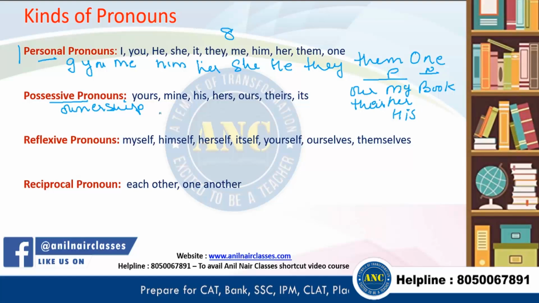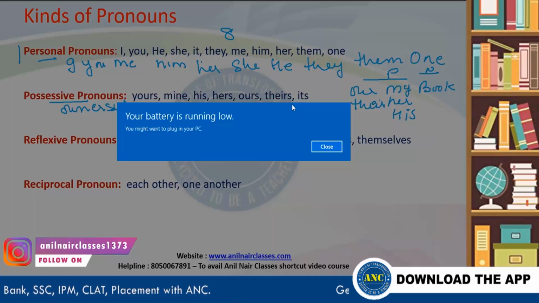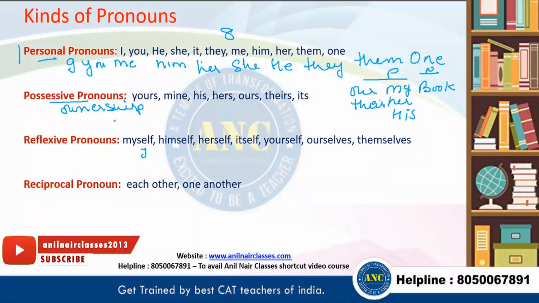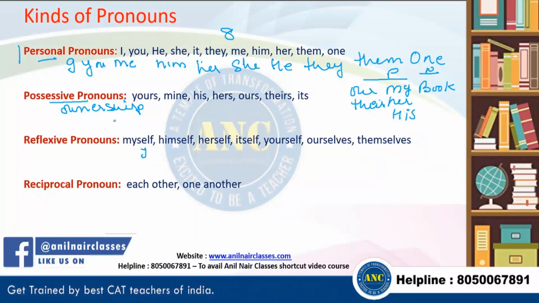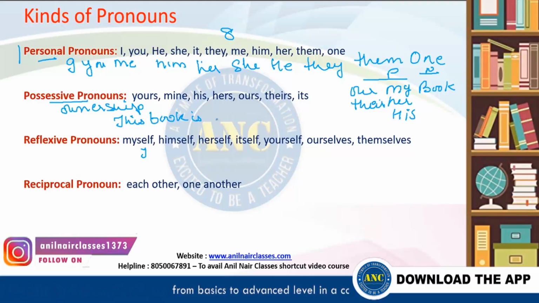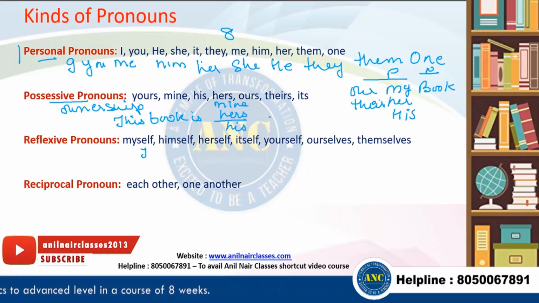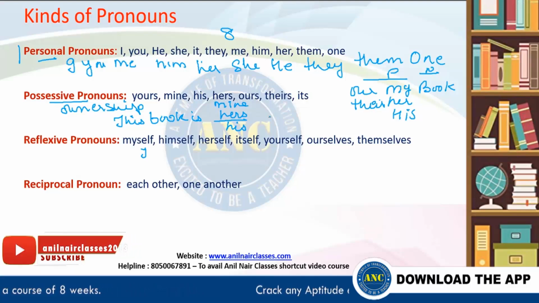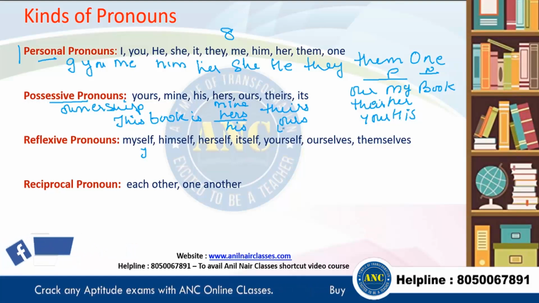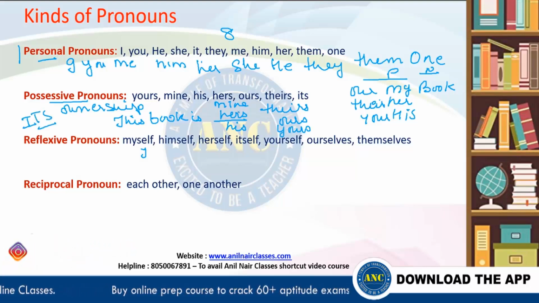There's another way, the remaining pronouns. If the sentence is "this book is", then we can say what? This book is mine, this book is hers, this book is his, this book is theirs, and ours. You can also say this is your book, this book is yours. And another possessive pronoun is its. So these are the pronouns.